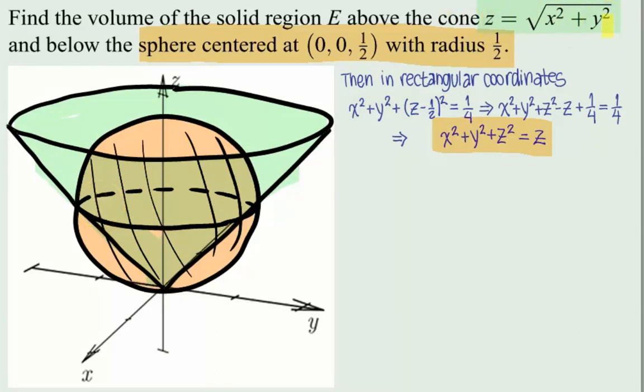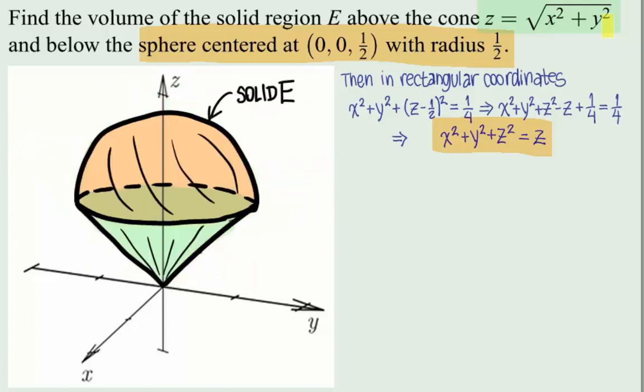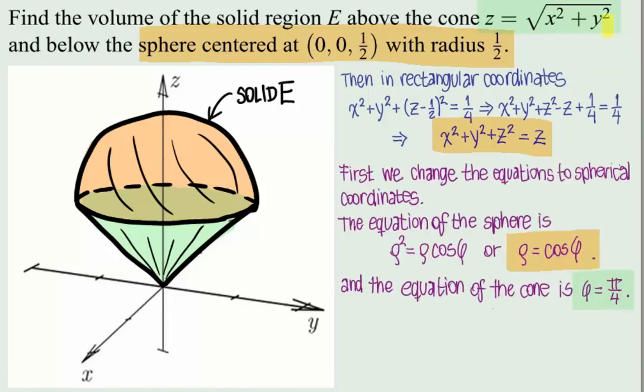Now the first thing that I'm going to do is change everything into spherical coordinates. So, this is your solid, and now let's start. We change the equation to spherical coordinates, so the equation of the sphere has rho squared equal to z, but remember z is rho cosine of phi. So in other words, once I divide by rho, what I have is rho is equal to cosine of phi. And the equation of the cone is phi equal to pi over 4.